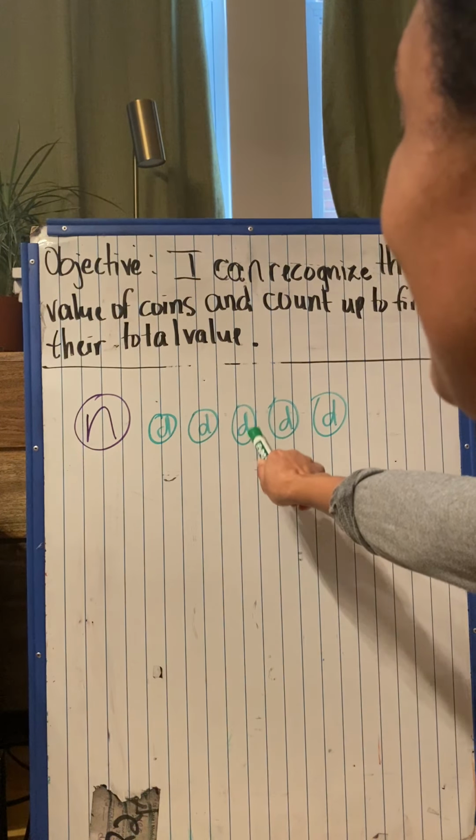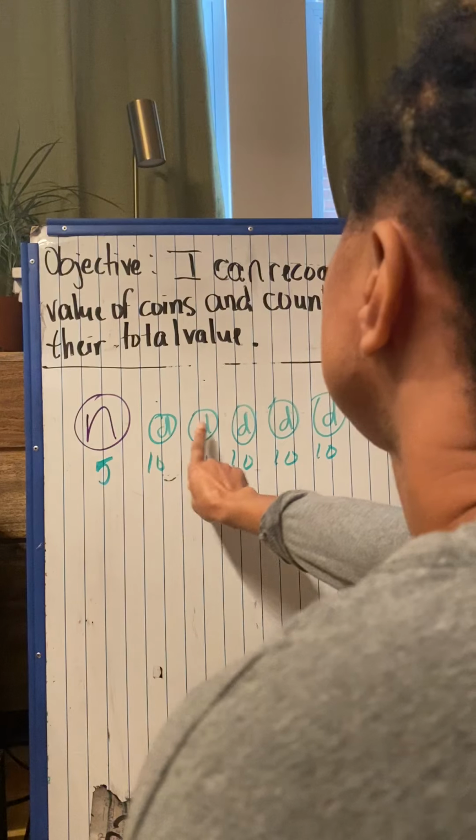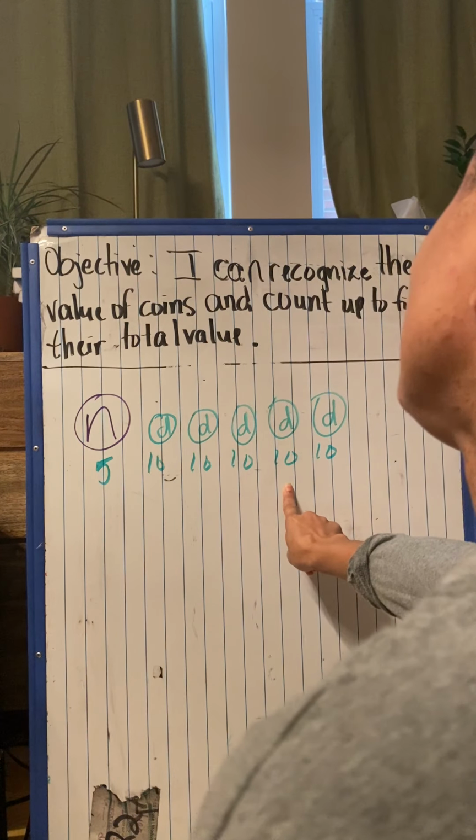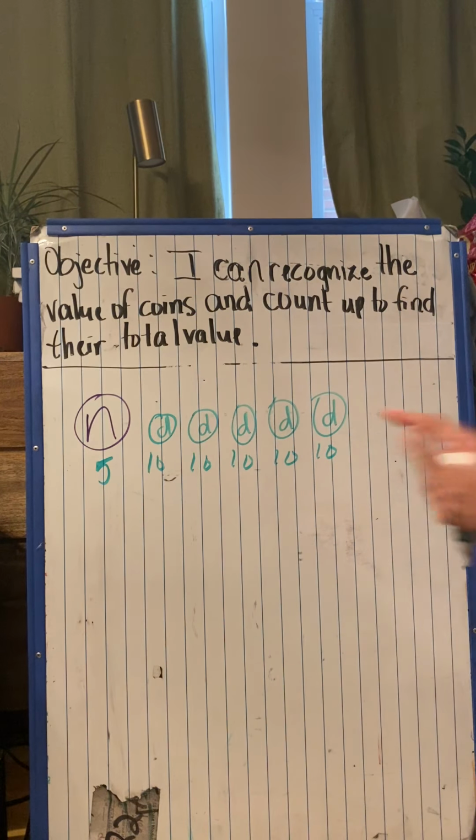Sometimes if you get confused, you can write the value of each coin underneath to help you when you're counting. So we can do it again. 5, 15, 15 and another 10, 25, 25 and another 10, 35, 35 and another 10, 45, 45 and another 10, 55.